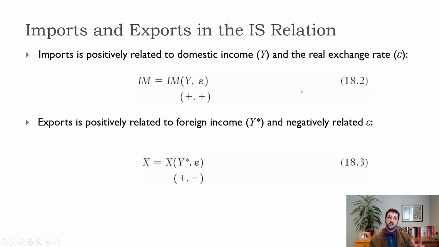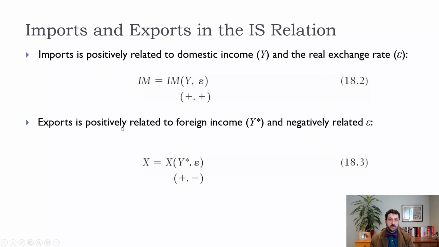We said an appreciation of the exchange rate makes imports cheaper. So when the real exchange rate goes up, we're going to buy more imports. When the real exchange rate goes down, we're going to buy fewer imports. So we're going to say our imports depend on our GDP, our income. If we have more income, we're going to buy more imports, and the real exchange rate. When the real exchange rate is higher, we're going to buy more imports. When it's lower, we're going to buy fewer imports.